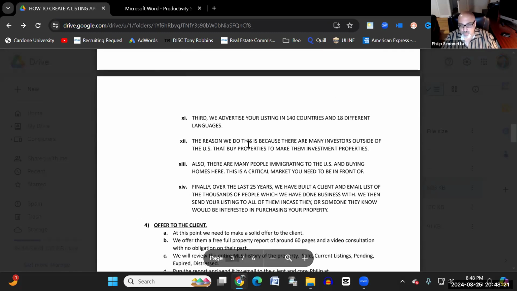Third, we're going to advertise your listing in 140 countries in 18 different languages. And then you pull that up: here are all the websites, here are all the languages. Now, the reason we do this is because there are many investors outside of the United States buying properties as investments in the United States, especially with the world economy and the way things are going. Also, there are many people immigrating to the United States and buying homes here. So this is a critical market you need to be in front of.